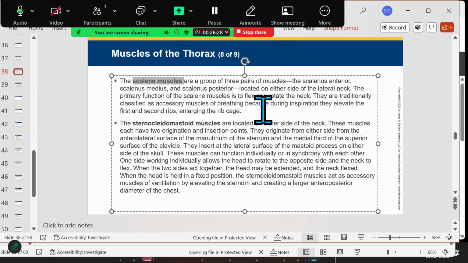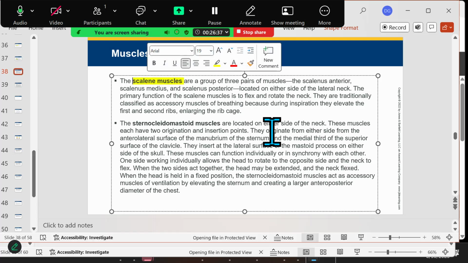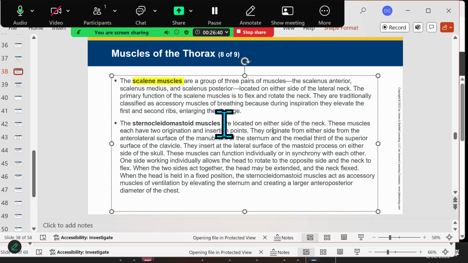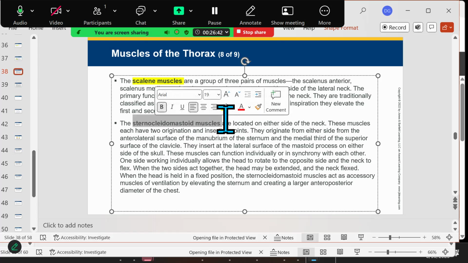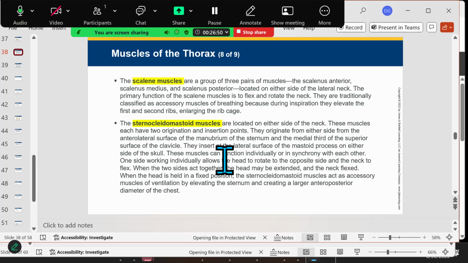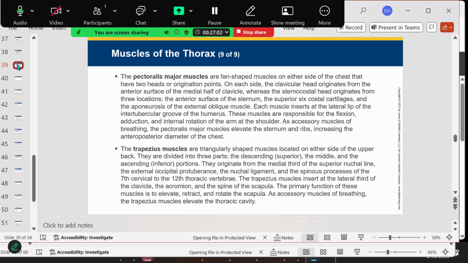Scalene muscles, scalenus anterior, medius, and posterior, located on either side of the lateral neck. They flex and rotate the neck, but they can also be used for breathing. And then the sternocleidomastoid muscles on the sides of the neck, they form that strap that's easy to see in some patients, not so easy in others. But they can be involved in breathing. At the end of that 100 meter race, every runner was breathing with their neck muscles because they had exerted maximum effort.